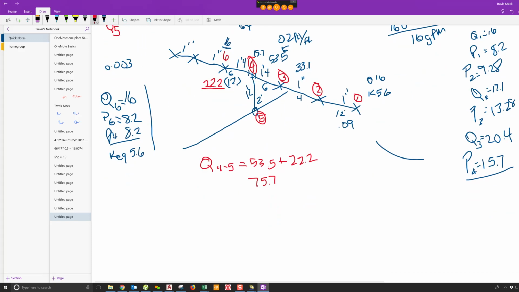Now we need to find the friction loss per foot. So our friction loss per foot is just our same formula. So we do 4.52 times the flow, 75.7 to the power of 1.85 divided by still C factor 120 to the power of 1.85, divided by we said this was 1.5 inch diameter, so 1.61 to the power of 4.87. I come up with, let's say, my friction loss per foot here is 0.2.